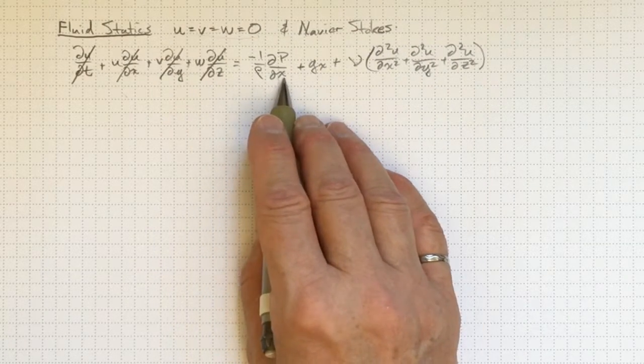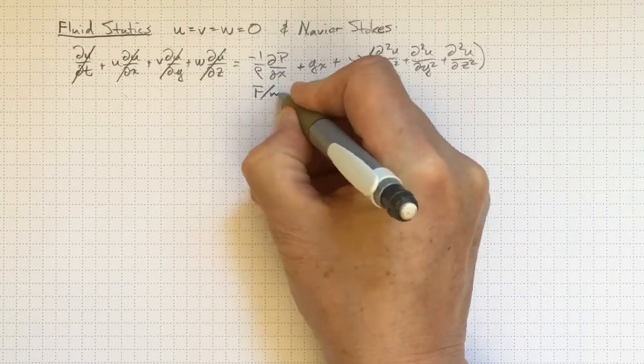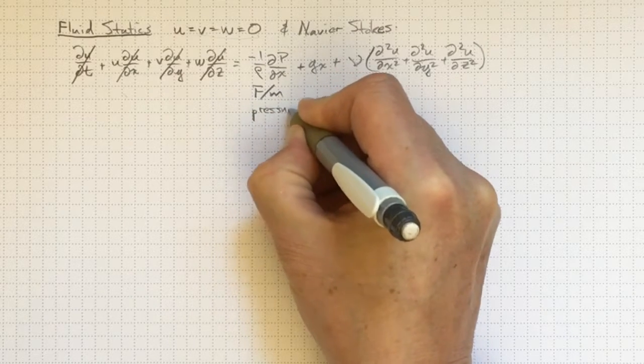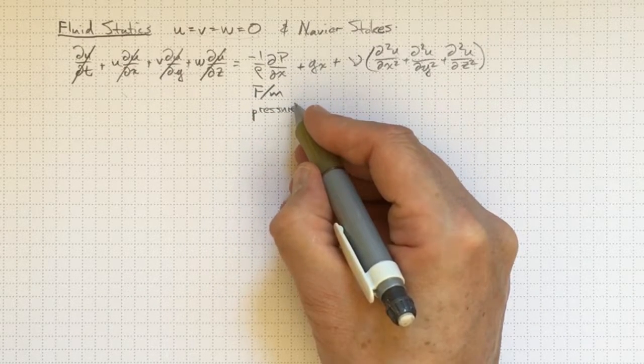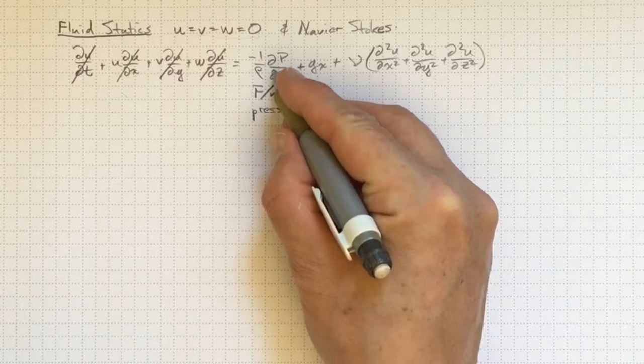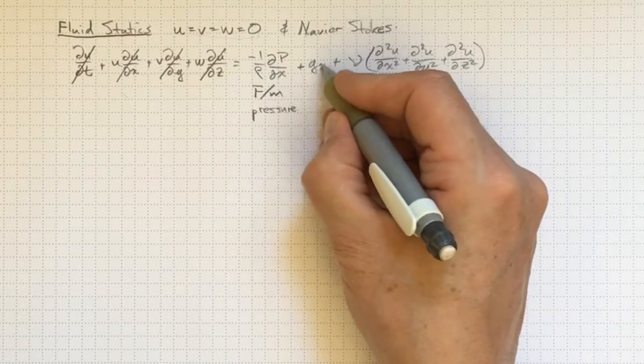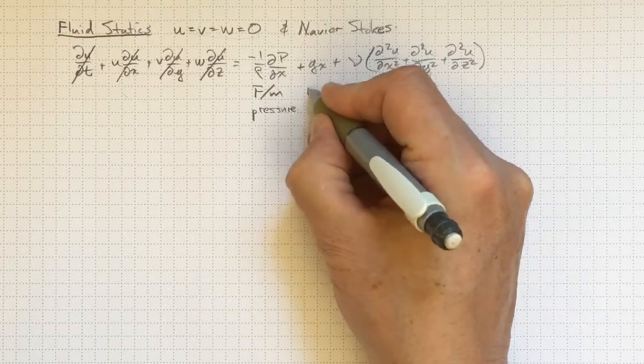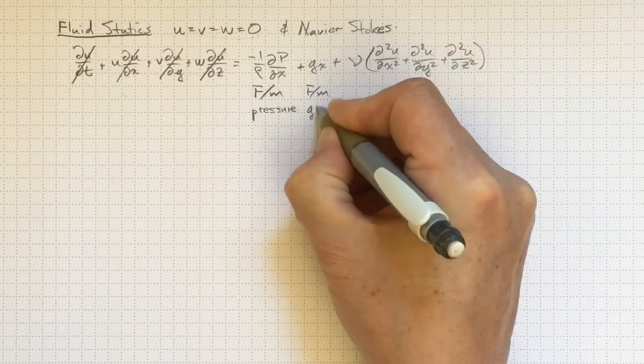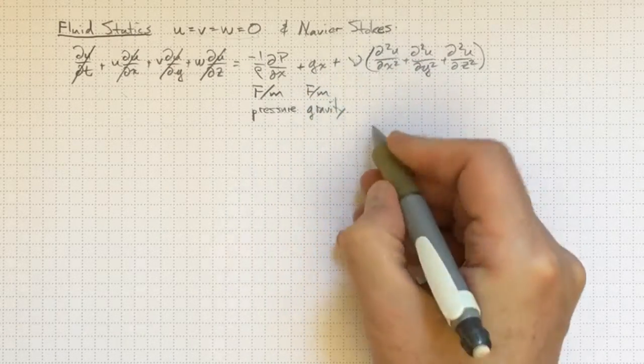This term is our pressure gradient term. It's a force per unit mass due to pressure. It won't necessarily be 0. In fact, we expect to see a pressure variation inside our fluid, probably due to gravity. This gravity component in the x direction, that's the force per unit mass due to gravity.